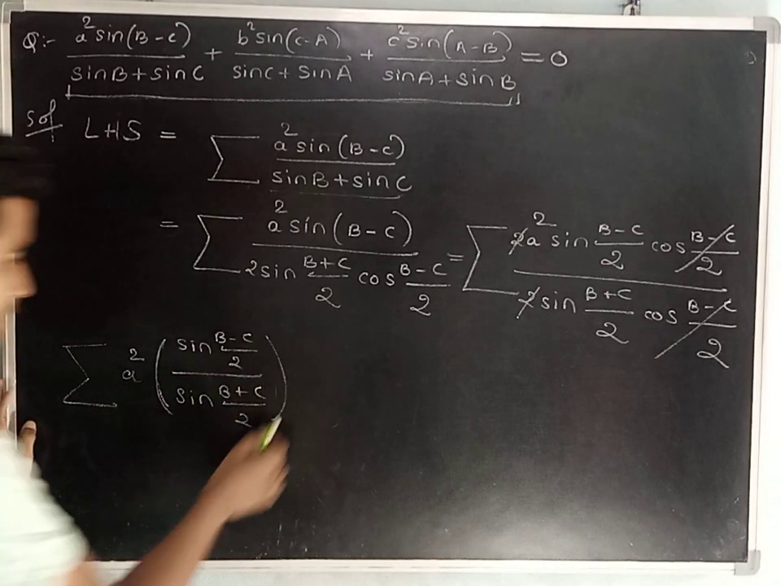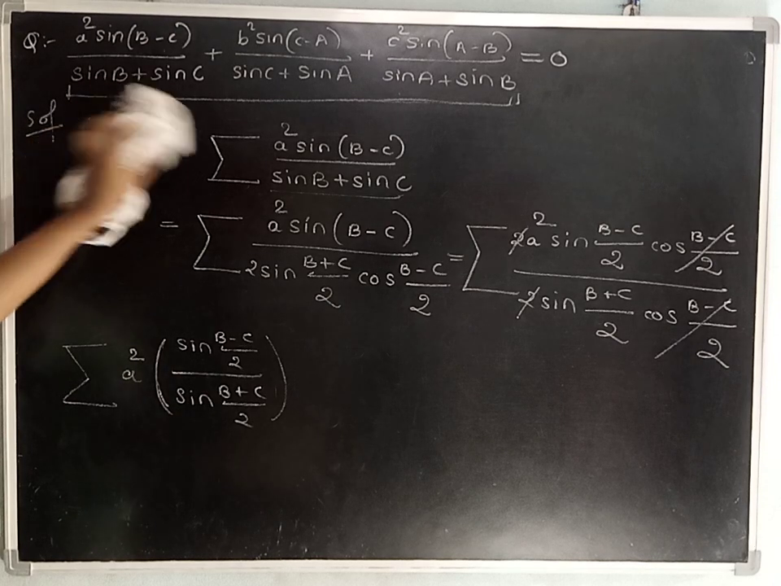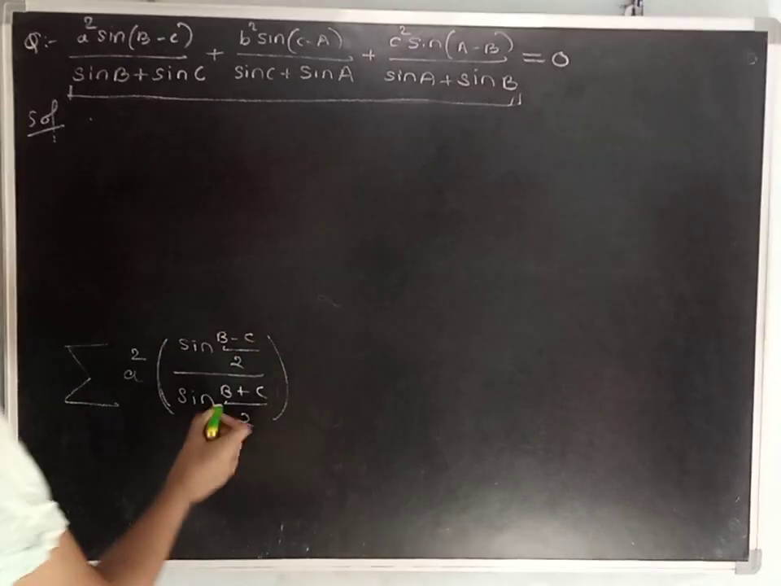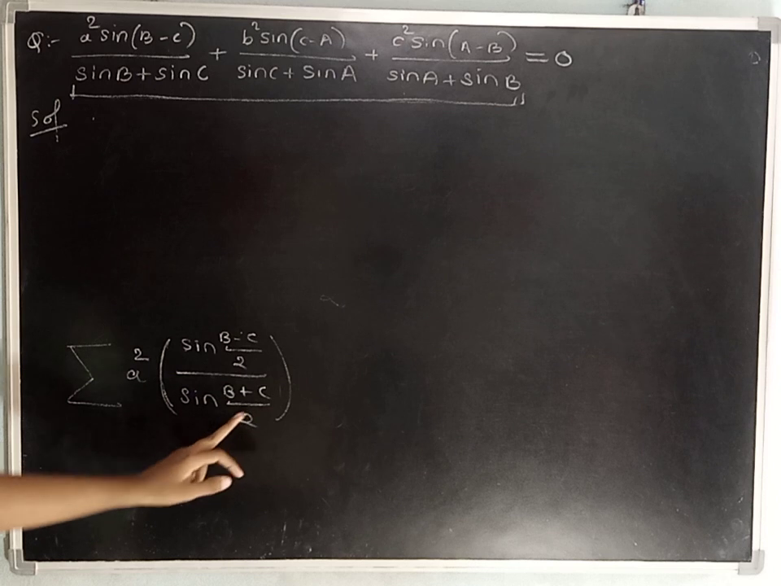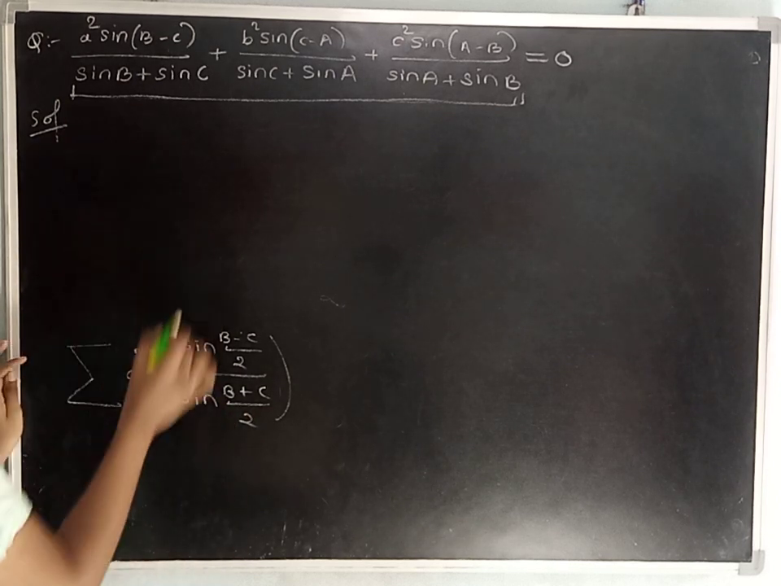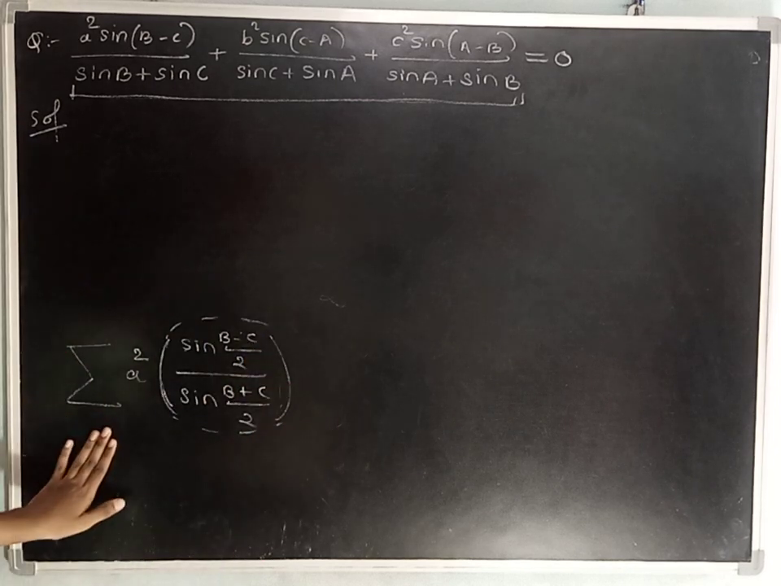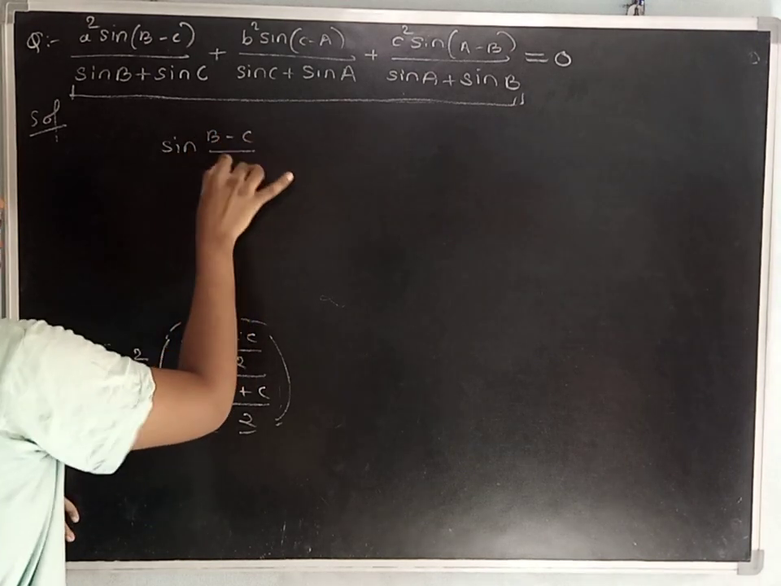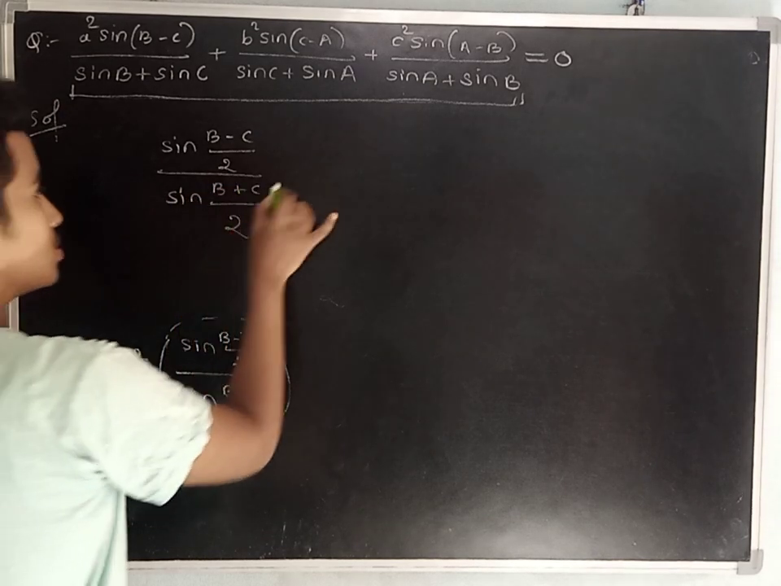So by applying, let me erase this part. This is going to be a little bit lengthy. Now, sigma a square sin of (b minus c) by 2 by sin of (b plus c) by 2. First of all, I am going to simplify this part, then I am going to keep it here. Sin (b minus c) by 2 by sin (b plus c) by 2.